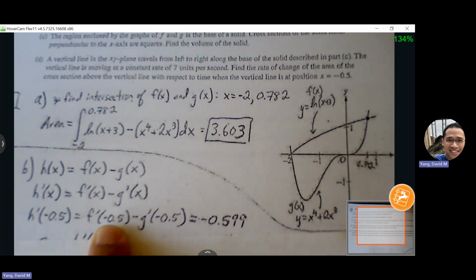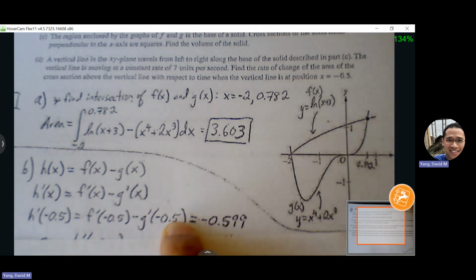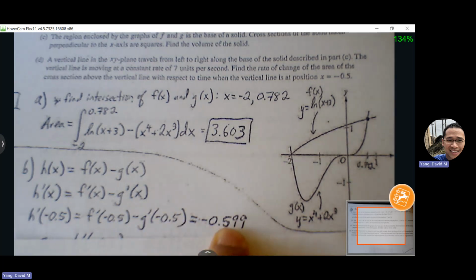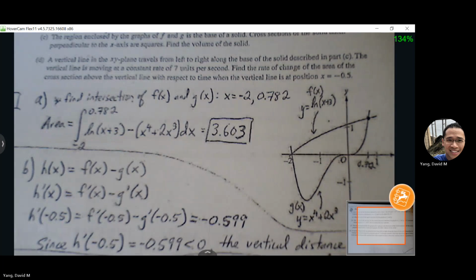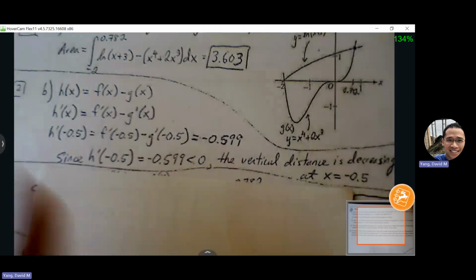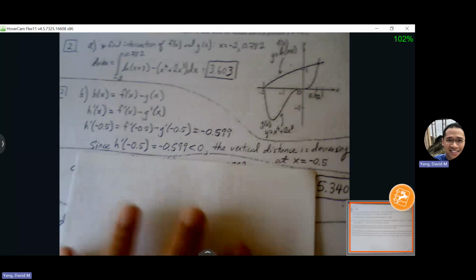Right, so again, we have our f function, we have our g function. So if we do math 8 for f at -0.5, and we can do math 8 for g, we can get to that number there. And then a negative number indicates our vertical distance is decreasing.